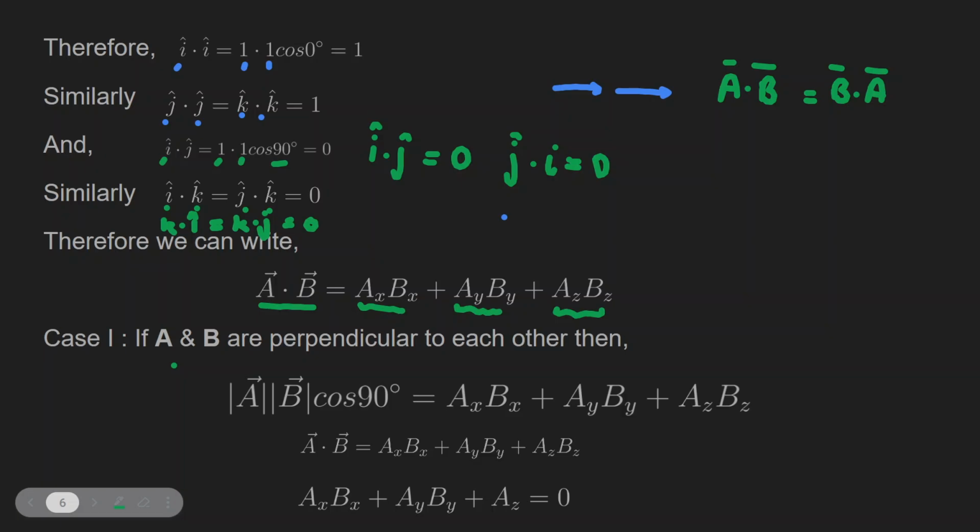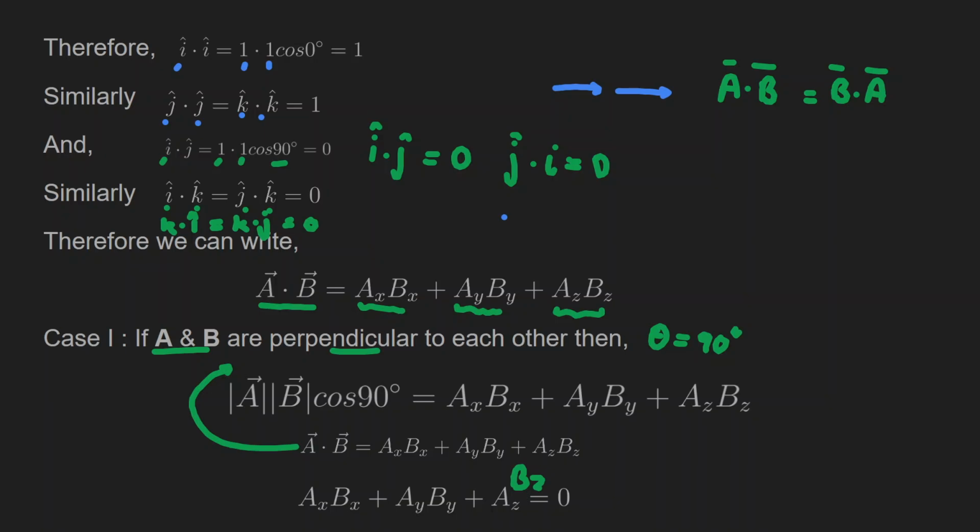Now there are a couple of cases we will see. If a and b are perpendicular to each other, a dot b we can write as magnitude of a, magnitude of b, cosine of the angle between them. As they are perpendicular, theta is equal to 90, and cos 90 is 0. So we get ax bx plus ay by plus az bz is equal to 0.